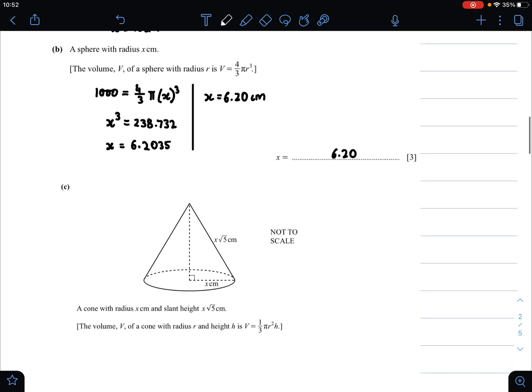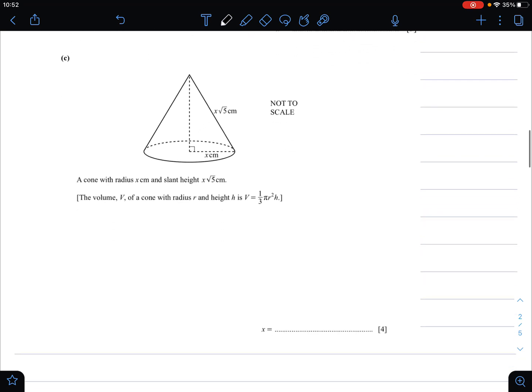Now let's move to part C. So for part C, they are telling us that a cone with a radius x centimeters and a slant height of x root 5, and they've given us the volume, so we have to find the value of x. Now in the volume formula of a cone, we use the height of the cone, not the slant height. So let's find the height.